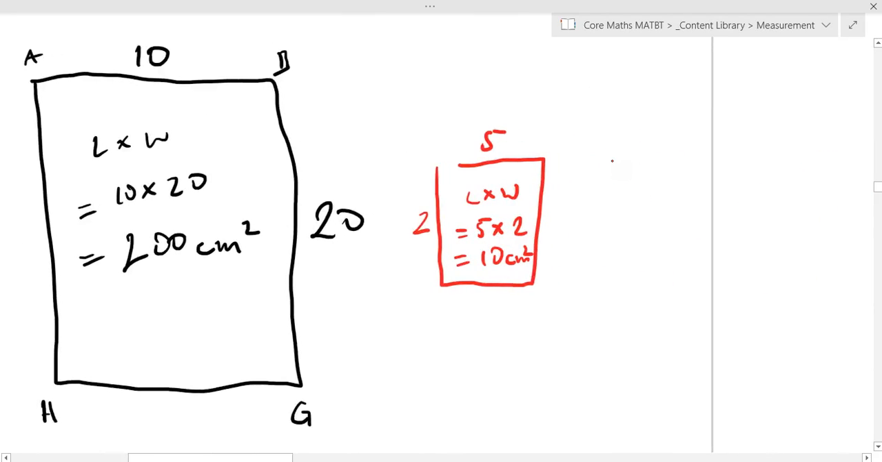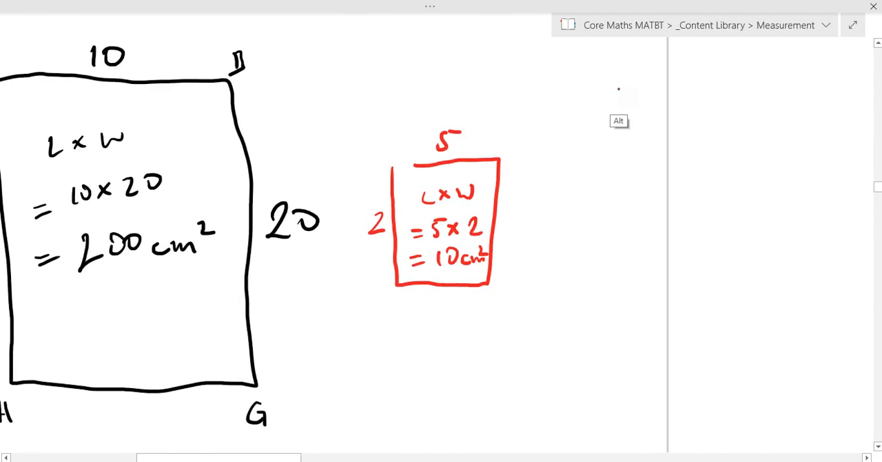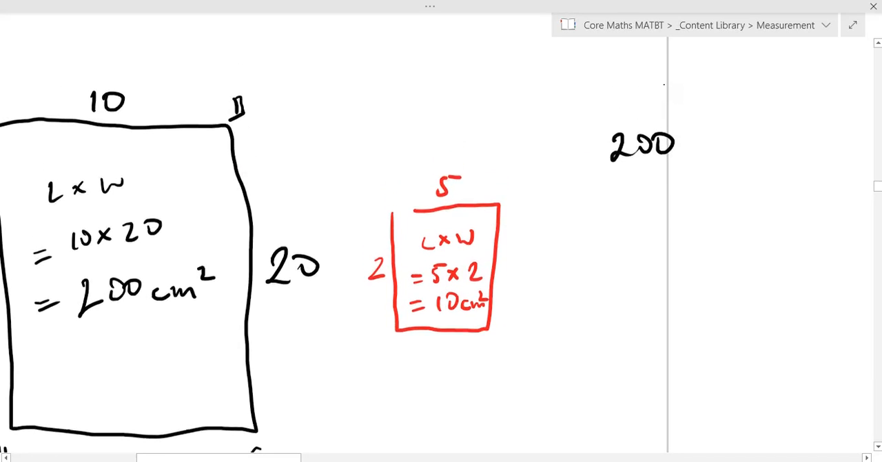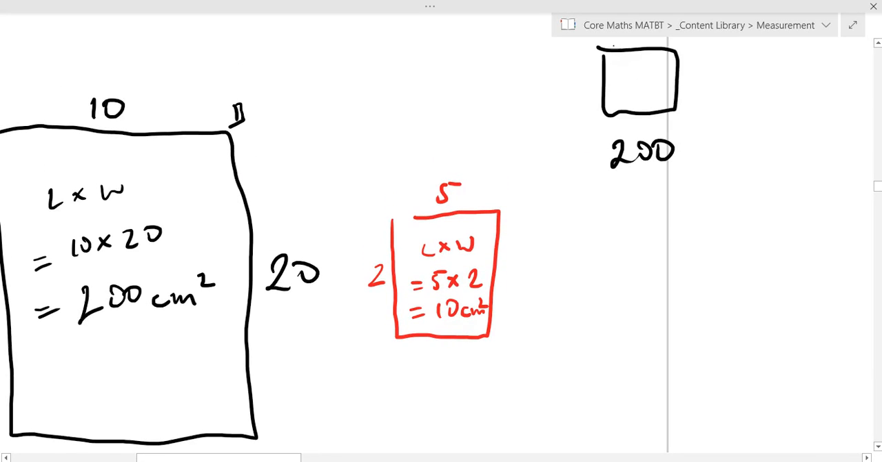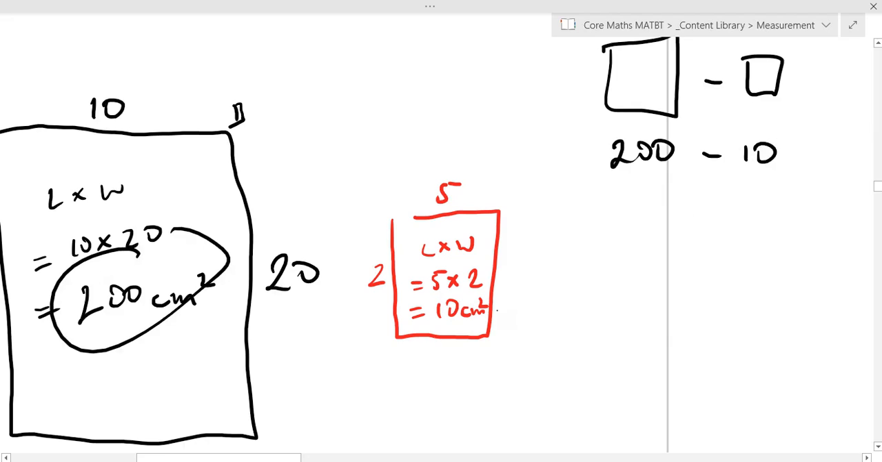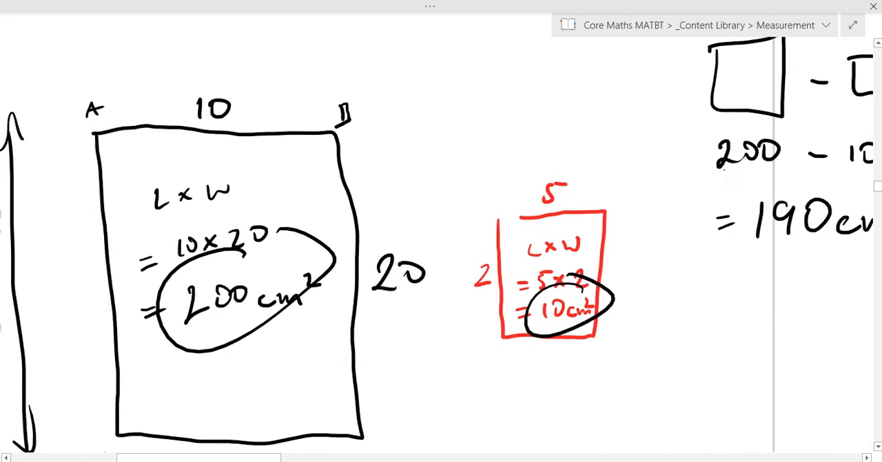So for the final area, it's going to be 200. What I'm basically doing here, by the way, is big rectangle, take away little rectangle. Okay, that's all I'm doing here. So big rectangle minus little, 200 minus 10. Remember, these are the things that I'm working with. So that will equal 190 centimeters squared as a final answer.